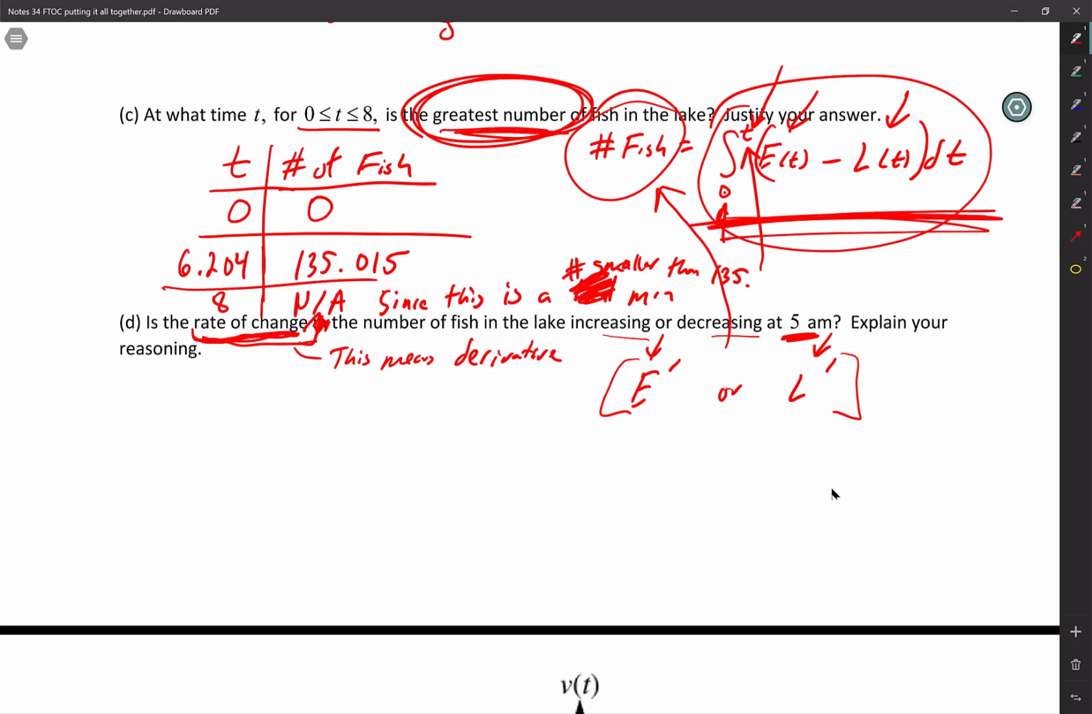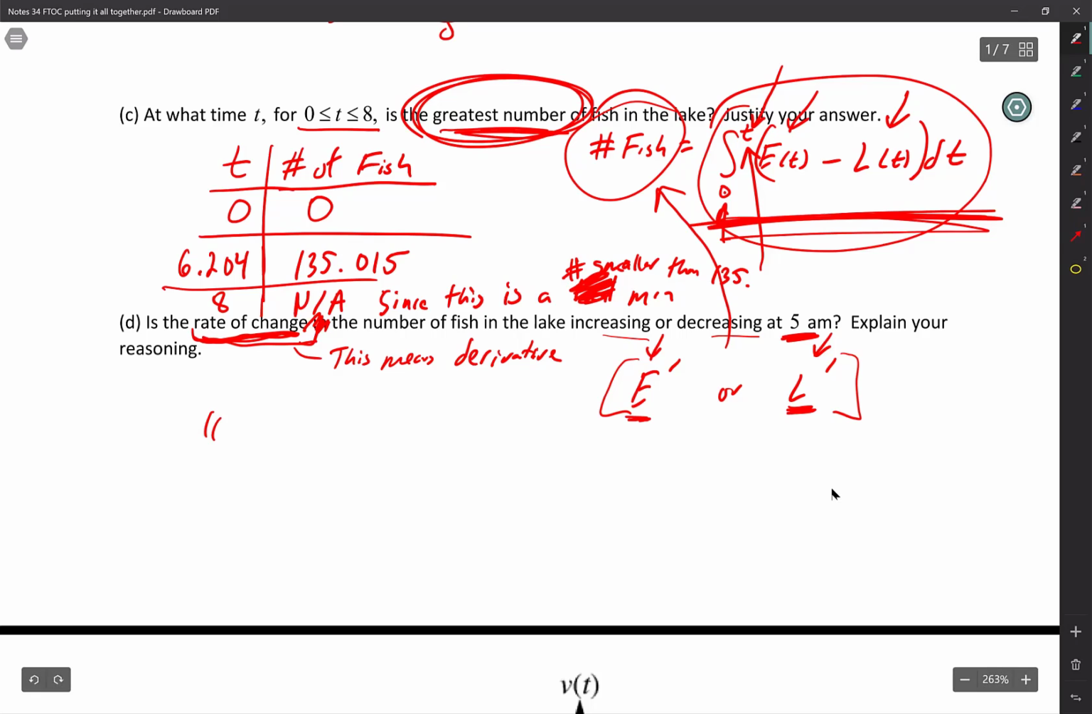I'm taking the derivative of E, the rate of change of E, and I'm taking the rate of change of L. If L prime is bigger than E prime, remember that L prime stands for the rate of change of the rate of how many are leaving. And E prime stands for the rate of change of the rate of how many are entering. And yes, I know it's a play on words, the rate of change of the rate, but that's what it means. If there are more leaving than entering, then your net rate is decreasing.